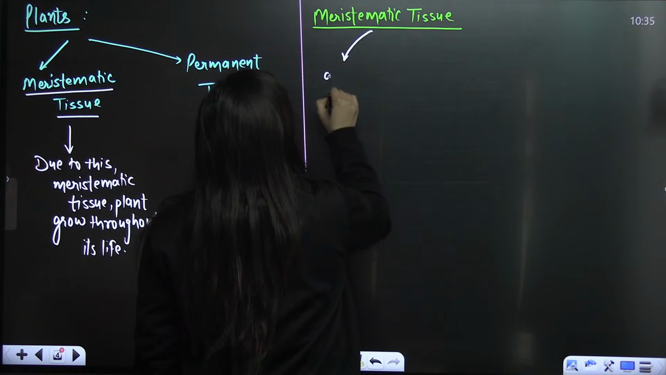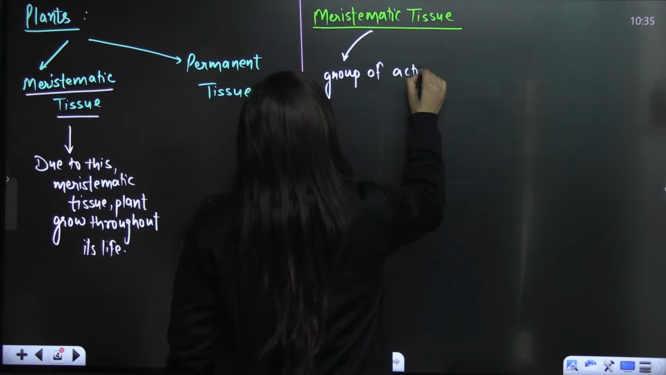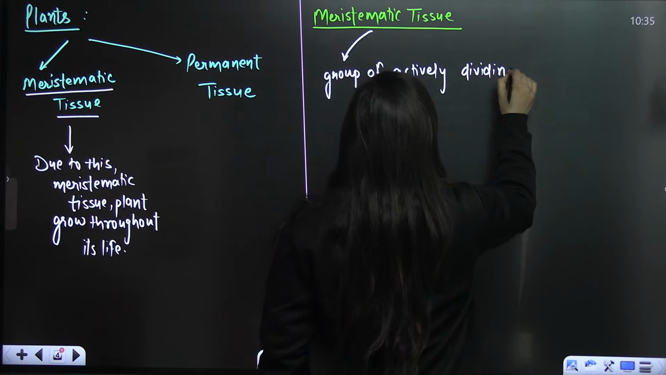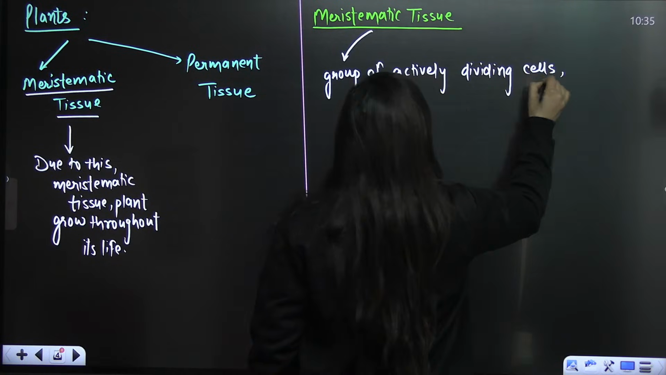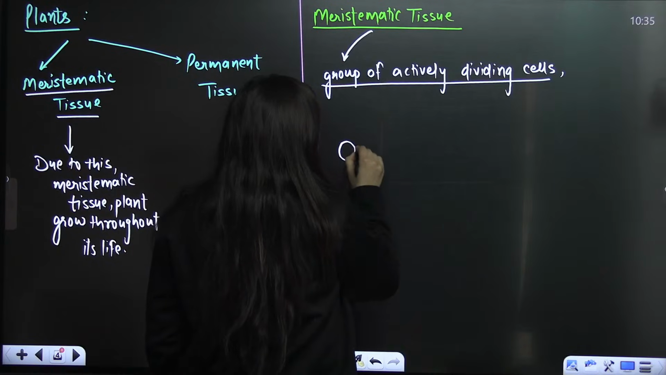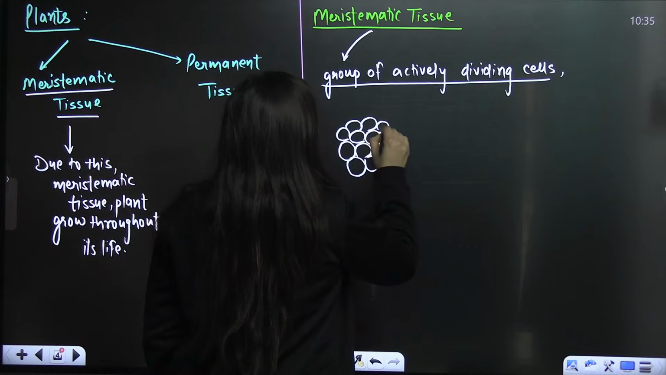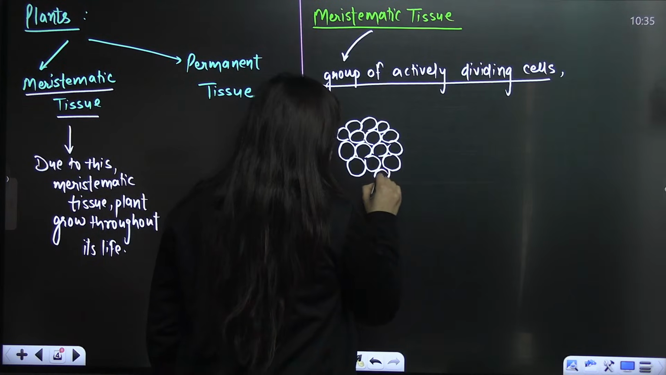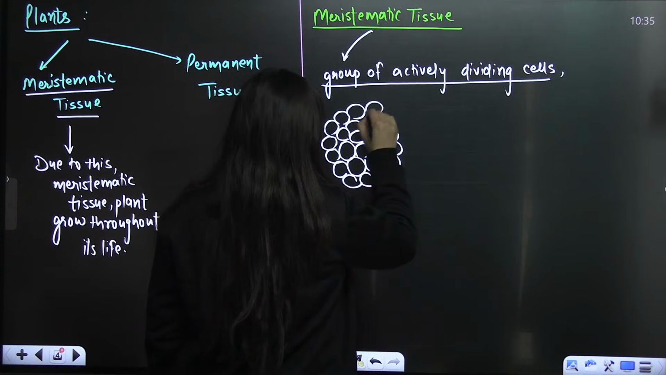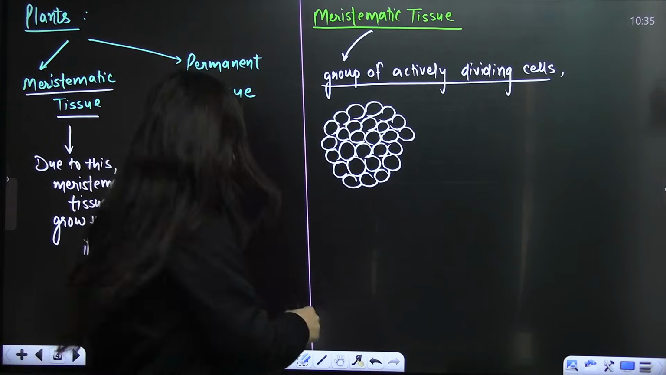So meristematic tissue, we know that it's a group of actively dividing cells. Yes, I hope you all are aware of it. So what are the properties here? It's a group of actively dividing cells which is present at the tips, and also present in between the permanent tissue. All the points are mentioned here in the session itself, but first let's understand this. Let's suppose this is a group of tissue.